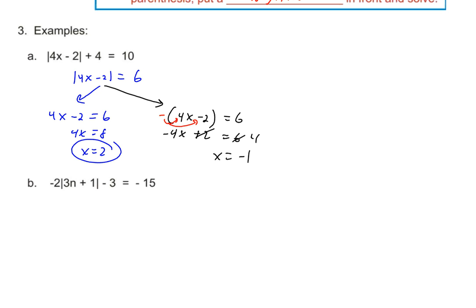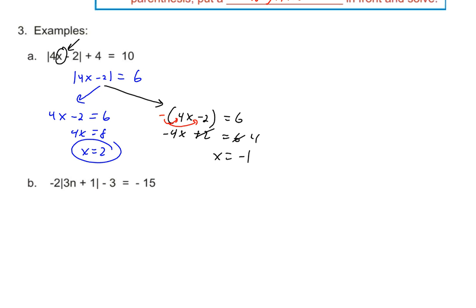Okay, so again, look at the original absolute value. That x right there would be -1. 4 times -1 is -4. -4 and -2 is -6. What's the absolute value of -6? 6. What's 6 and 4? 10. See, we're at 10 again.